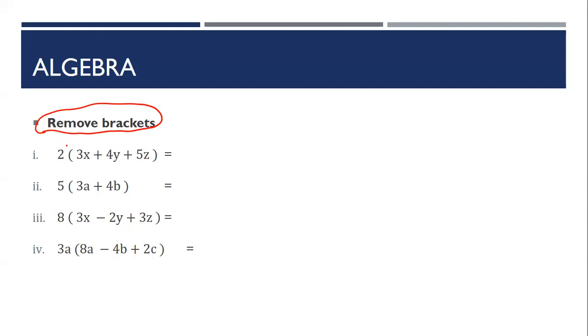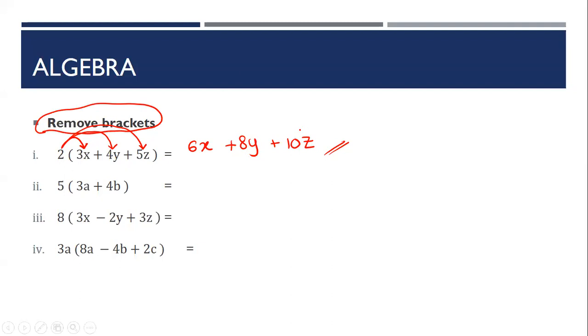So the first one: I multiply 2 by 3x and it is 6x. 2 into plus 4y is plus 8y, and 2 into 5z is 10z. So after removing the brackets, we are getting the answer 6x plus 8y plus 10z.